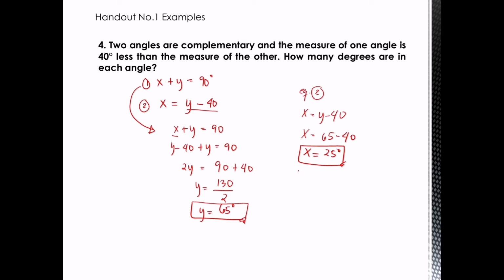And to check your work, let us make use of equation 1. X plus y is equal to 90 degrees, so that your x is 25 plus y 65 is equal to 90. So is this 90? This is 90 is equal to 90. So your answer is check.